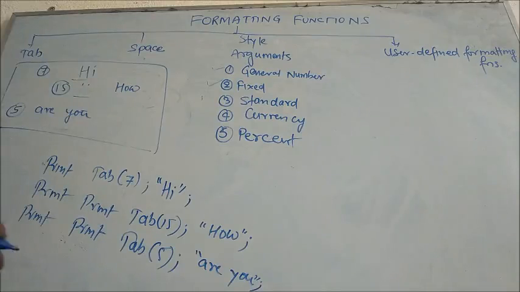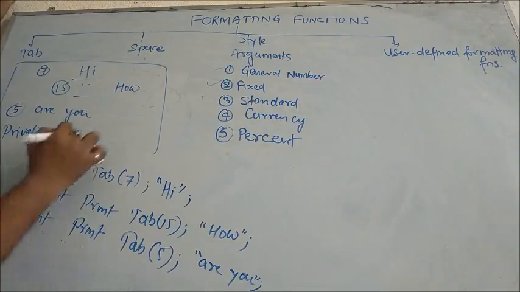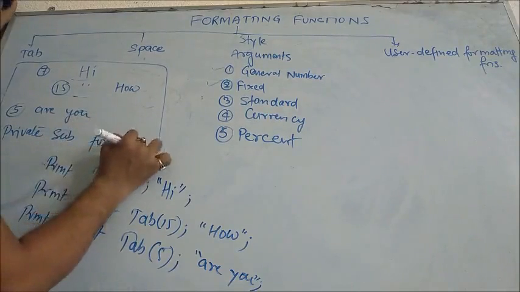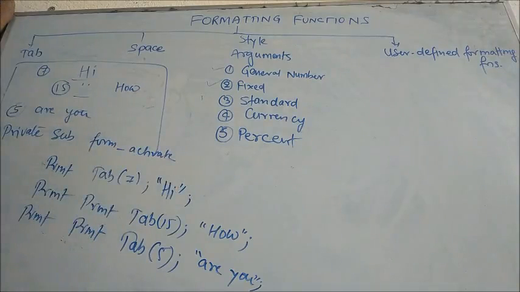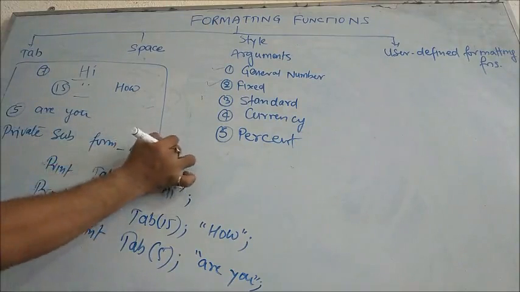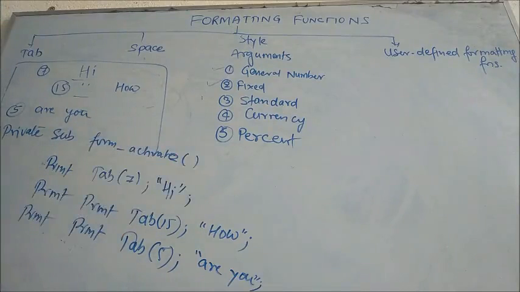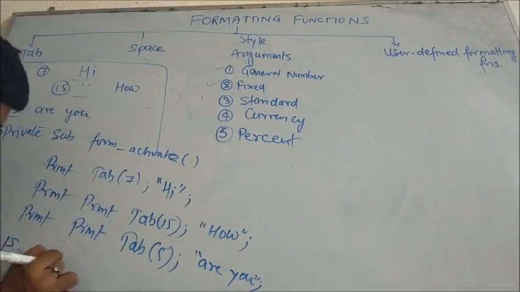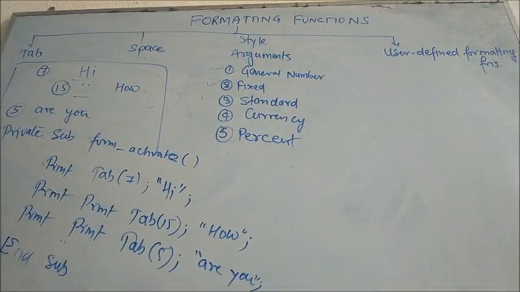And if you want to enclose this coding in an object, I will suggest you can take private sub, and next will be your form underscore activate. So this will be your coding, and after the coding you can easily write end sub. So in this way, the tab command is used. So what we have learned: the tab command is used from left to right, right? From left to right. Means from here.